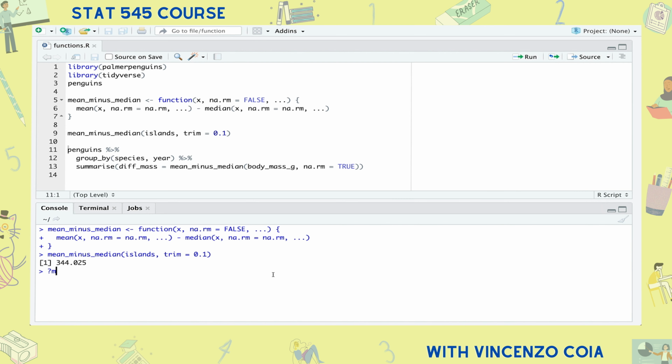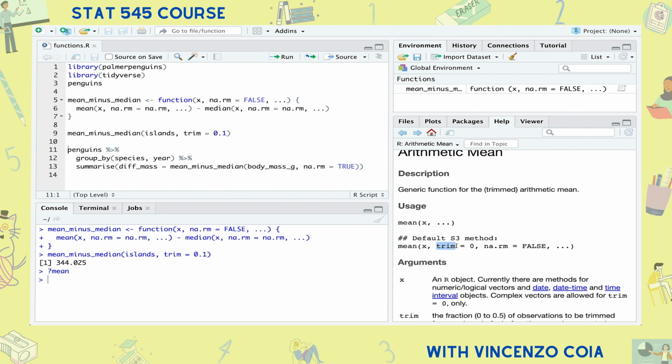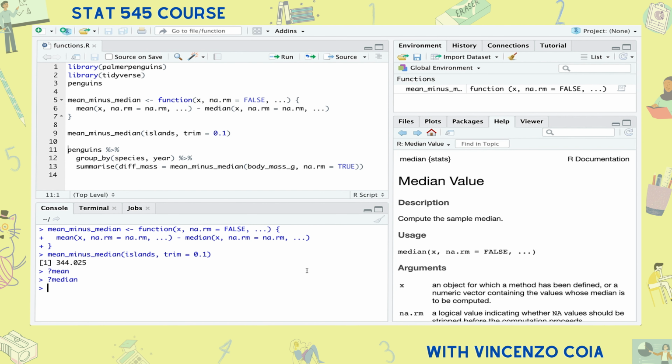In this case, trim equals 0.1 is passed into the mean function, which recognizes and uses this input. Trim equals 0.1 is also passed into the median function, but according to the documentation, median doesn't recognize an argument named trim, and so it gets absorbed into its ellipsis, and in this case, goes unused.